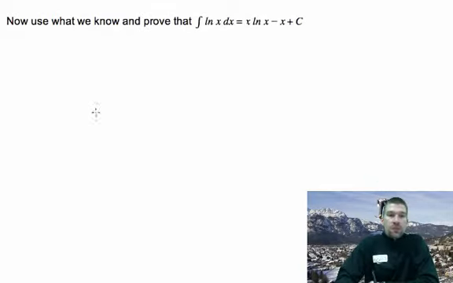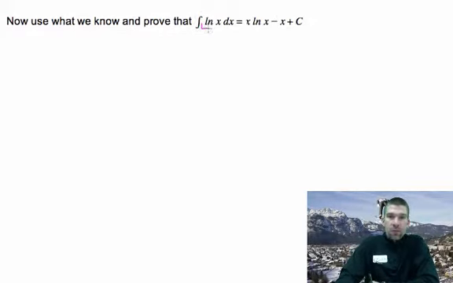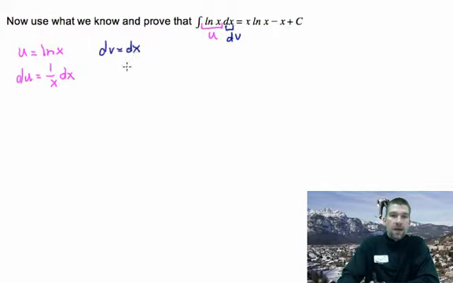Okay, now that we've had a lot of exposure to integration by parts, let's just dive into this a little bit and prove that the integral of natural log x dx is equal to x natural log x minus x plus c. And we don't have very much choice here. We pretty much have to let natural log of x be u, and we've got to allow dx be dv. So how does this shake out? Well, if u is equal to the natural log of x, then du is equal to 1 over x dx. And if dv equals dx, when I integrate that guy, I get v equals x.